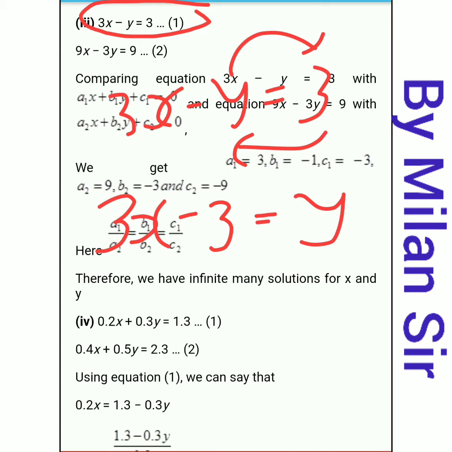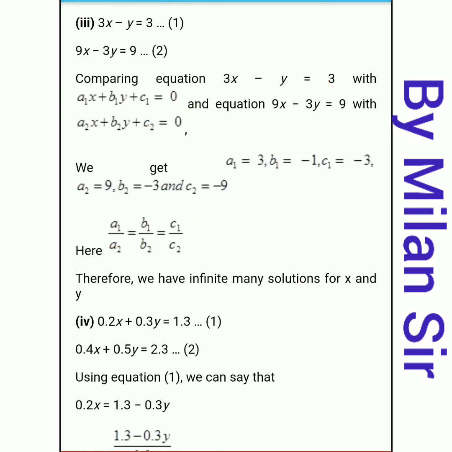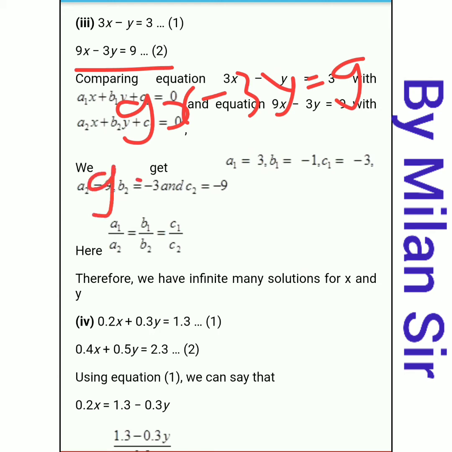Now what we need to do in the substitution method, we need to substitute the y. So put the value of y in equation number 2. y is equal to 3x minus 3, put in equation number 2. Equation number 2 is 9x minus 3y is equal to 9. Now put the value of y. We need to put the value of y in brackets because we have two terms. So 9x minus 3 times (3x minus 3) is equal to 9.